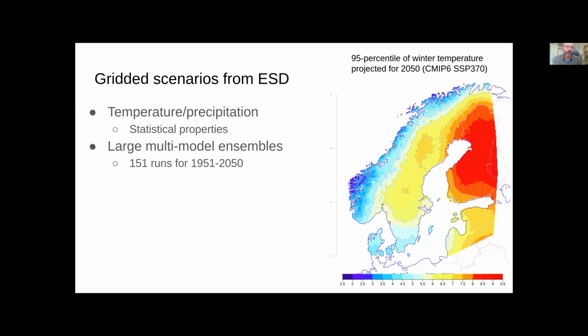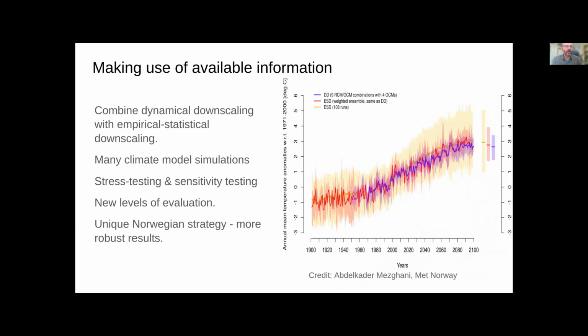But it's important to not just use the statistical downscaling. You need to show both statistical and dynamical downscaling in order to get robust results, because they have different strengths and weaknesses, and sometimes they might be wrong. So we need to combine the dynamical with empirical-statistical downscaling, and this is what is shown here. So the blue ones are the dynamically downscaled results, and the red curves are the statistically downscaled results for the same models as the blue ones.